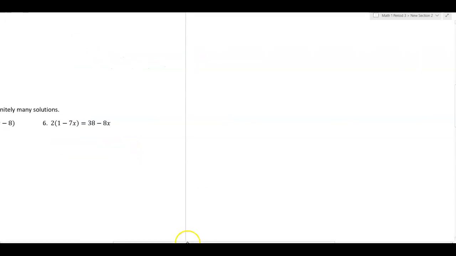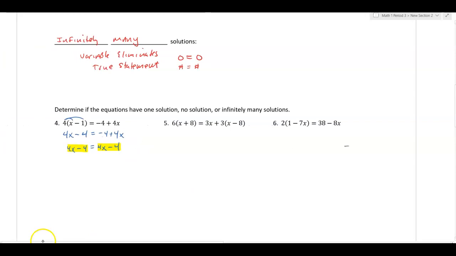When the left side equals the right side, I know right away that this is infinitely many solutions. Now, say I don't recognize that. If I subtract 4x and I add 4, the 4x's cancel out, adding up to 0x, and the constants eliminate, giving 0. We end up with 0 equals 0. When that happens, your answer is going to be infinitely many solutions.